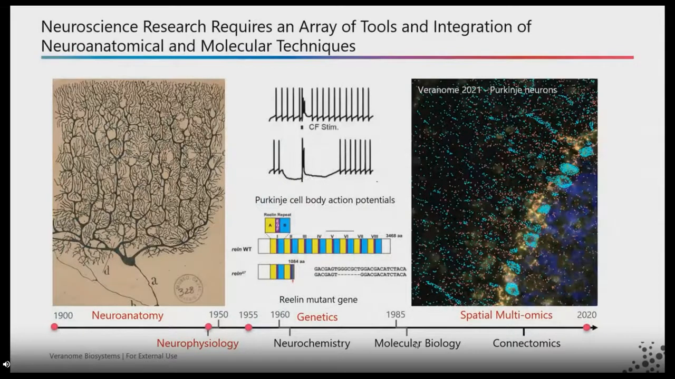And to start, just a little background on neuroscience. Neuroscience is a highly integrative discipline, and for the past 100 years has really involved neuroanatomy, neurophysiology, and genetics to get to an understanding of nerve function. In the last couple of decades, it's really been computational methods and genomics that have propelled neuroscience forward. And so at Varenome, we've produced a highly multiplexed spatial omics system that I think is going to really accelerate research. And I'm going to show you that through a series of examples now.